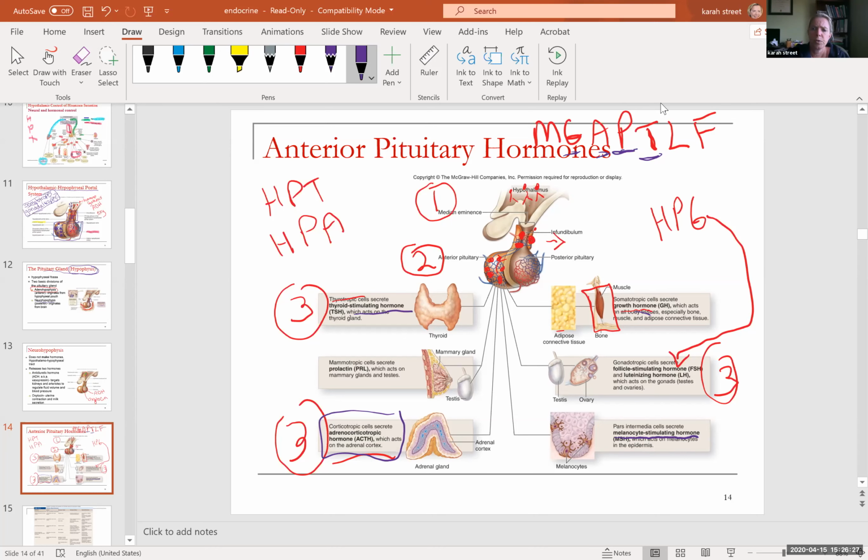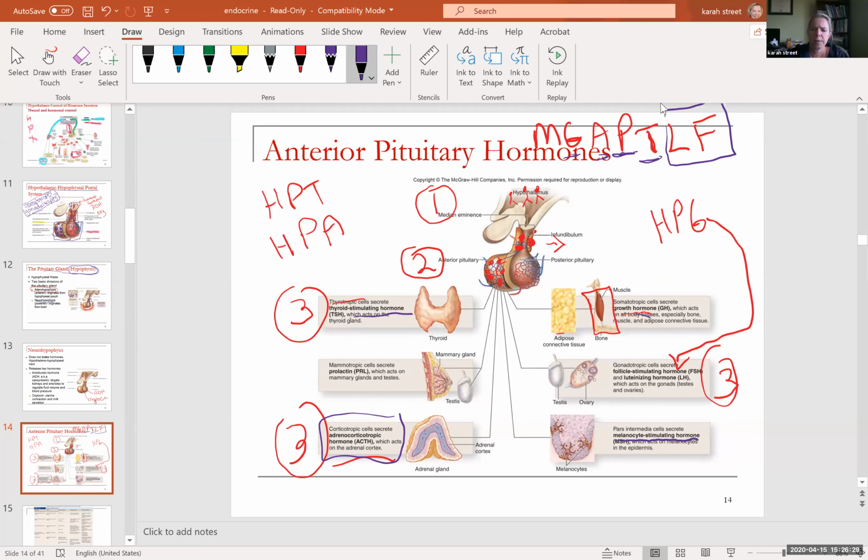The last two, luteinizing hormone and follicle stimulating hormone, those two hormones are going to be important for gametogenesis, meaning making your oocytes or ovulating them, ladies, or in the case of men, making sperm. We will focus on those two hormones in more detail when we get to the reproductive system itself.